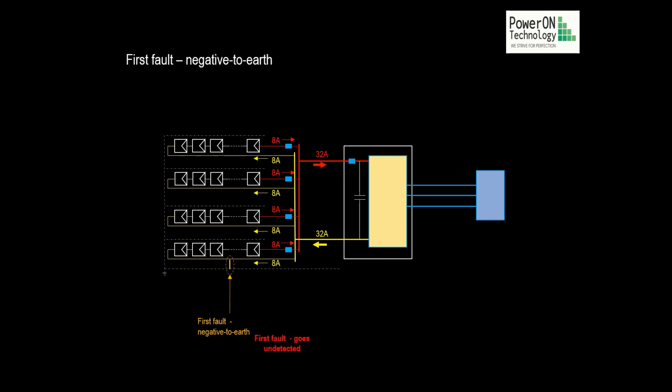This fault goes undetected, because there is no current flow, because there is no return path for the fault current. There is also very little that can be done to protect against this fault with the present setup. The only option is that this fault must be detected and repaired manually. But by then the damage would have been done.